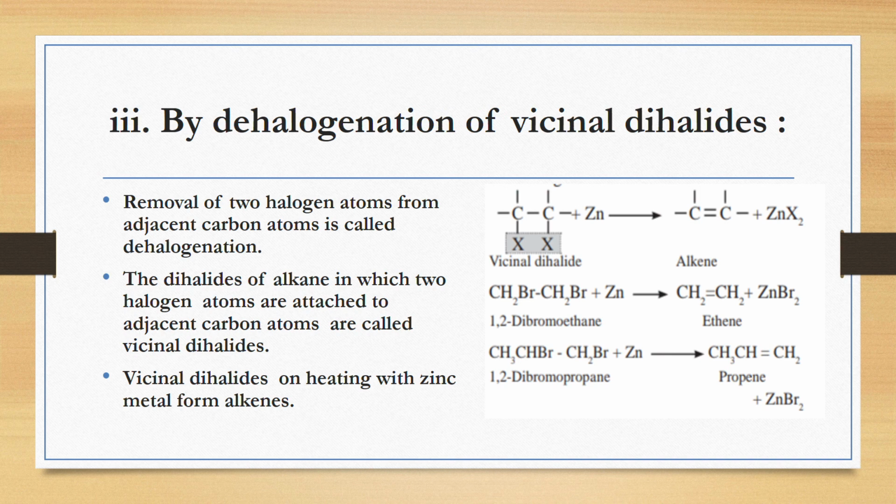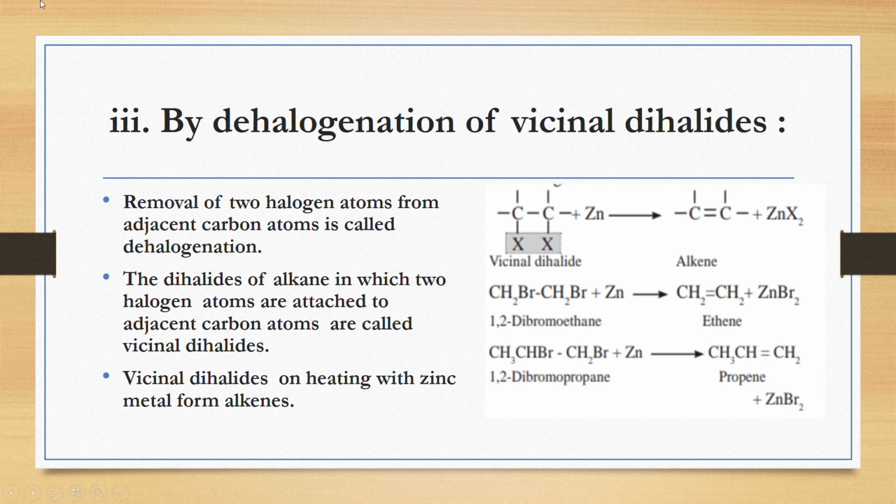Now we'll see the third reaction of 1,2 elimination, that is by dehalogenation of vicinal dihalides. The term dihalide stands for two halogen atoms being present. Vicinal dihalide indicates two halogen atoms are present at adjacent carbon atoms. Now these two halogen atoms will be removed and the reaction is called a dehalogenation reaction. The dihalides of alkanes in which two halogen atoms are attached to adjacent carbon atoms are called vicinal dihalides.